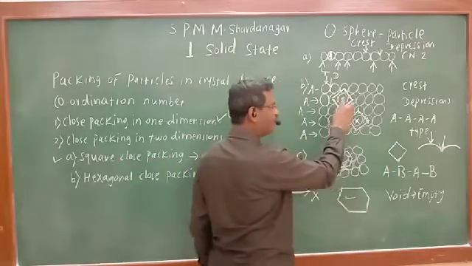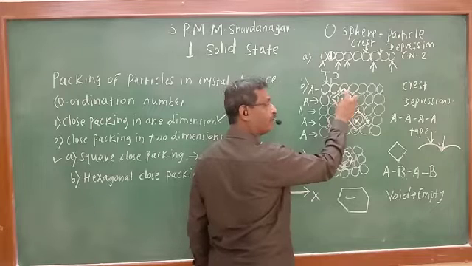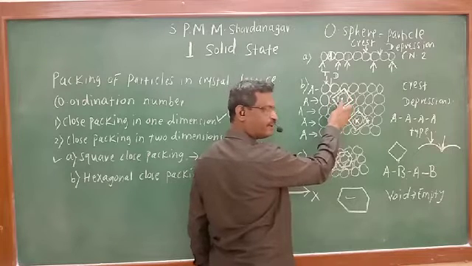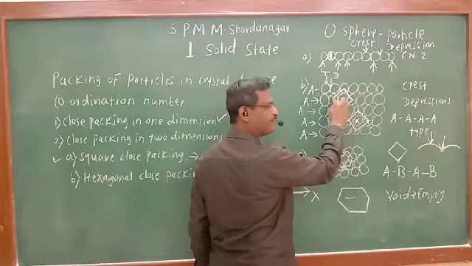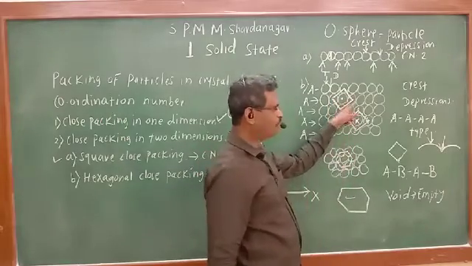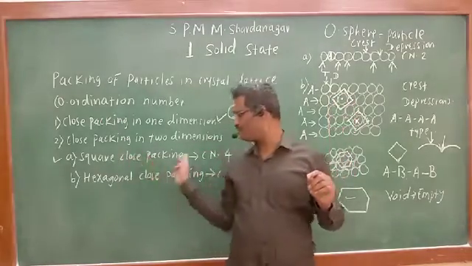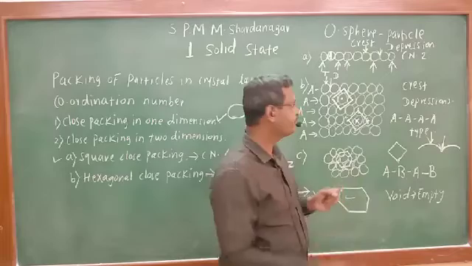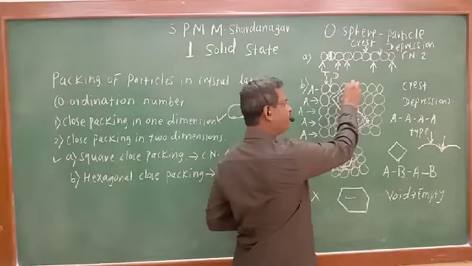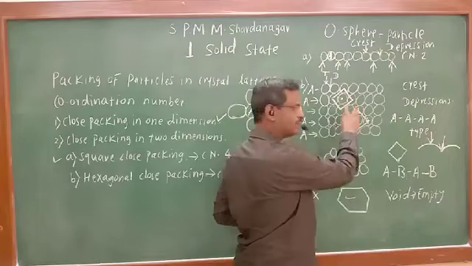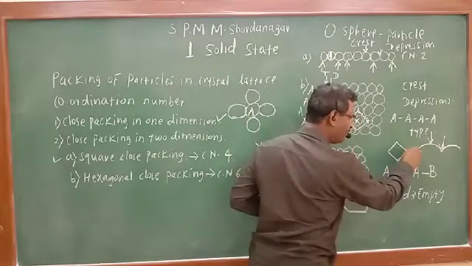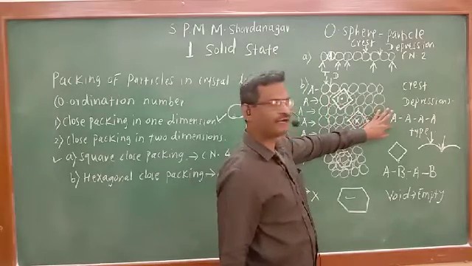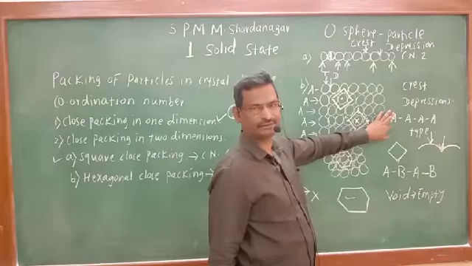Why is the coordination number 4? Because this sphere is in touch with 4 other spheres, 1, 2, 3 and 4. Therefore, coordination number is equal to 4. And why is it square? Square close packing, because if the centers of all these 4 are connected to each other, we will get this type of square. So it is known as square close packing, a type of the arrangement.